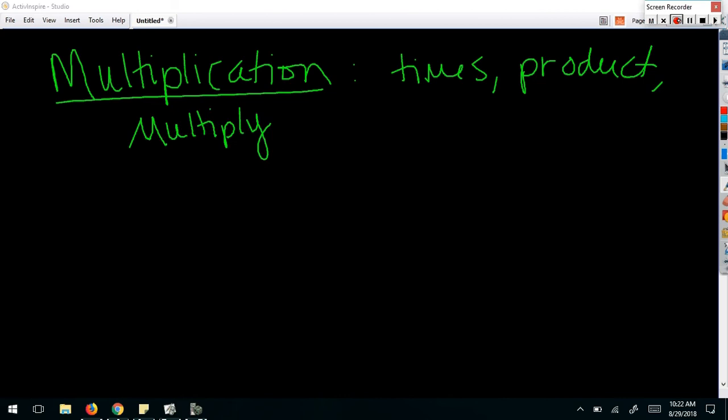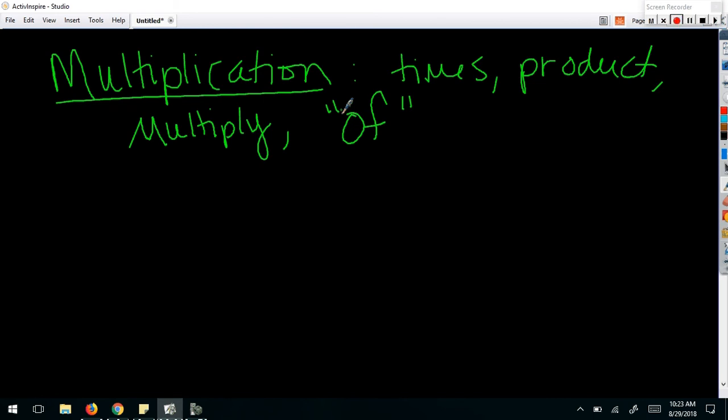Here is one that you may not know. Many times the word "of" will mean to multiply. 1/3 of 6 would mean 1/3 times 6. So the word "of" can be used in place of multiplication also.